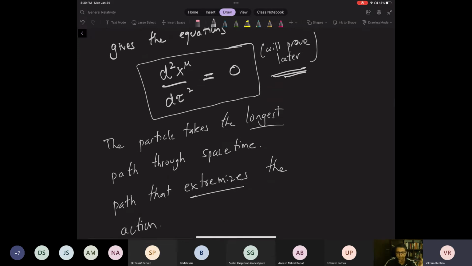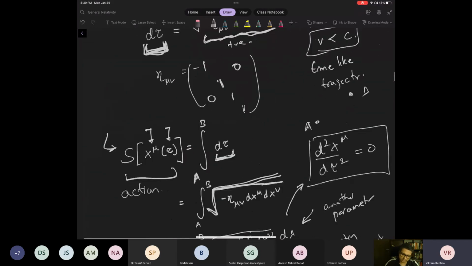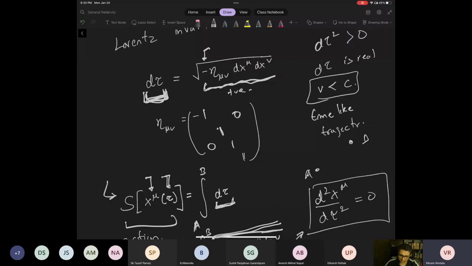The claim is that a free particle, a particle that doesn't experience any forces, that is an inertial object, takes the longest path through spacetime. Or in other words, it takes a path that extremizes the action. It's not necessary that you minimize the action, you just have to extremize it, which means it could be a maxima, a minima, or a saddle point of the action. You're finding the function x mu of lambda, or x mu of tau, that extremizes the action.